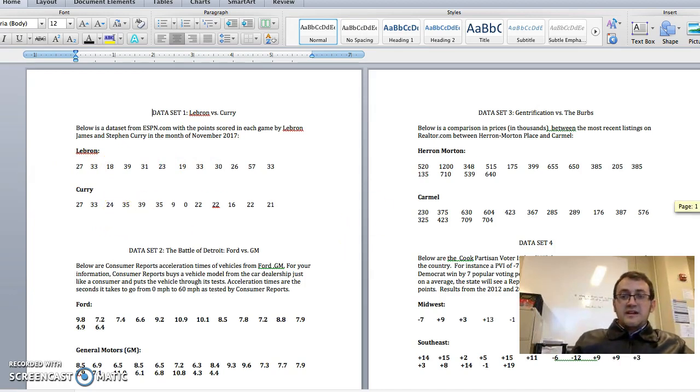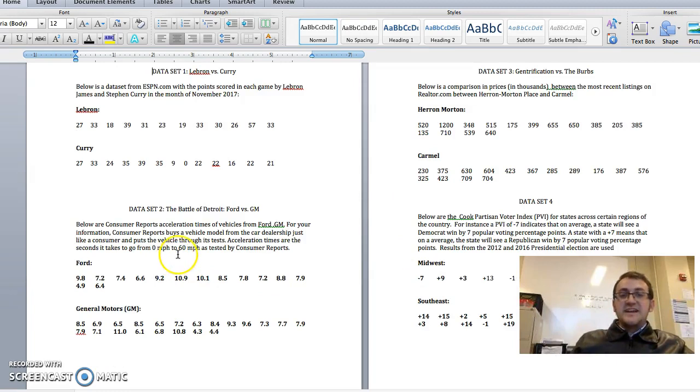Data set 2. If you're a car person, this is a good data set to look at. This is from one of my favorite magazines, Consumer Reports. What Consumer Reports does is they buy a vehicle model, and they actually have an anonymous person go and buy the car, and they test things like acceleration times, and that's what we're using here, of the Ford models and the GM models. For instance, the 9.2: Consumer Reports bought a Ford Fusion, tested it, and found that the 0 to 60 for it was 9.2 seconds.